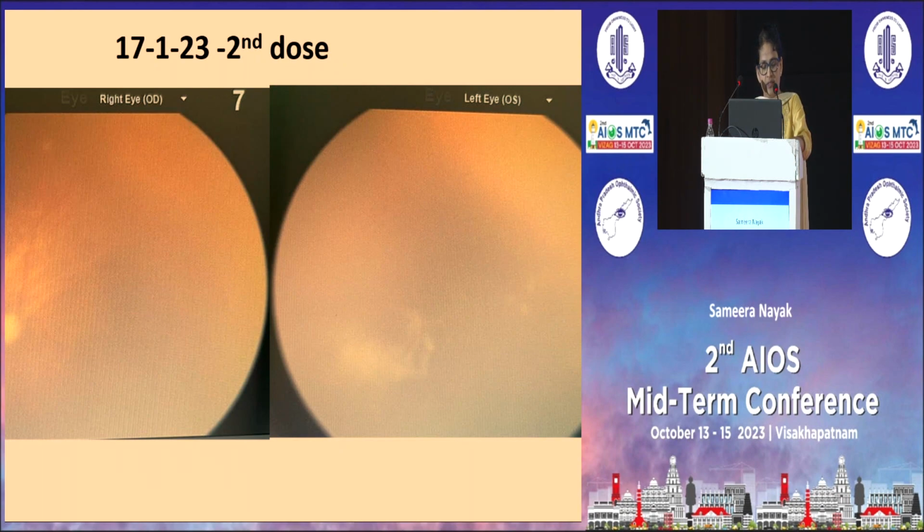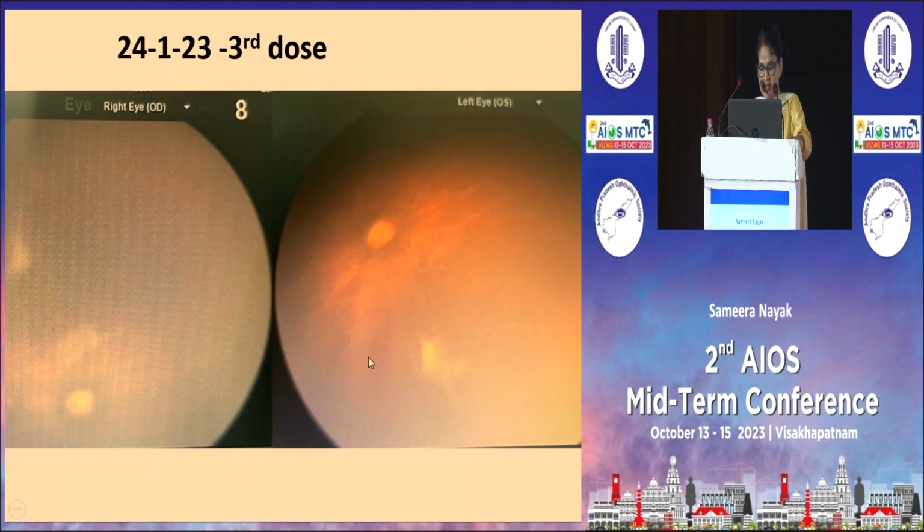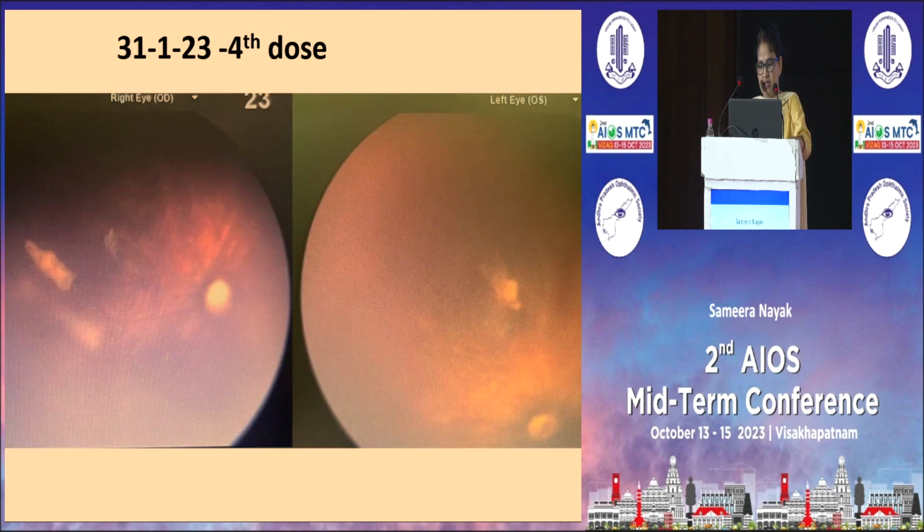This is the RETCAM picture after the second dose. You can see there was a lot of exudate here, and it was literally worsening in both eyes. Here new exudates appeared, and in the left eye also the exudate didn't go after the third dose as well, and you can see now it is very prominent.